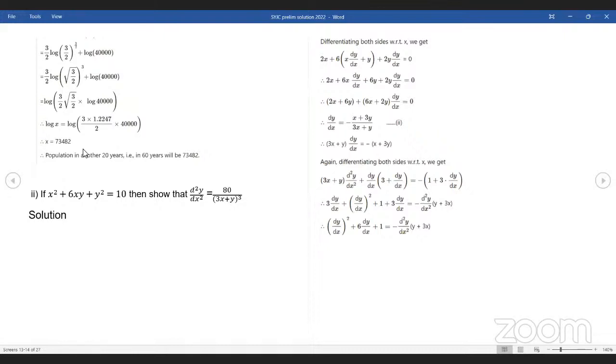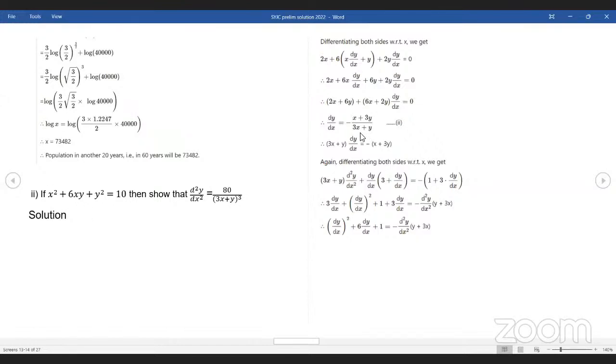Second sub question. If x square plus 6xy plus y square equal to 10, then show that the second order derivative is 80 upon (3x plus y) raised to 3. Here, first we differentiate the given equation, means find the first order derivative. The first order derivative, you find that the answer is x plus 3y upon 3x plus y.